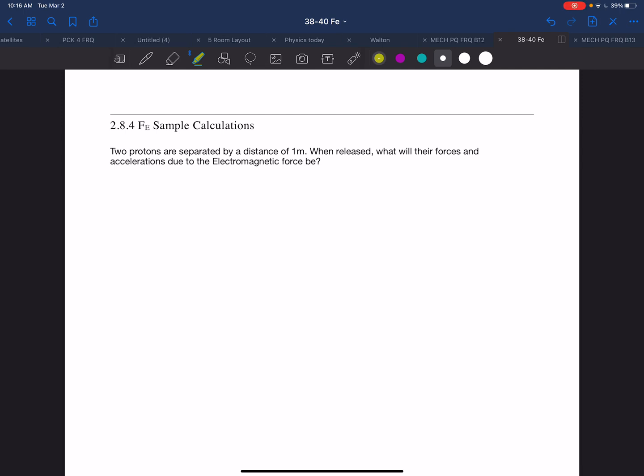Our sample calculation we're going to look at here involves two protons, which have a positive charge, like so, and we are told they're separated by 1 meter. When released, what will their forces and accelerations due to the electromagnetic force be? Well, the electrostatic force is K, Q, little q, over R squared.